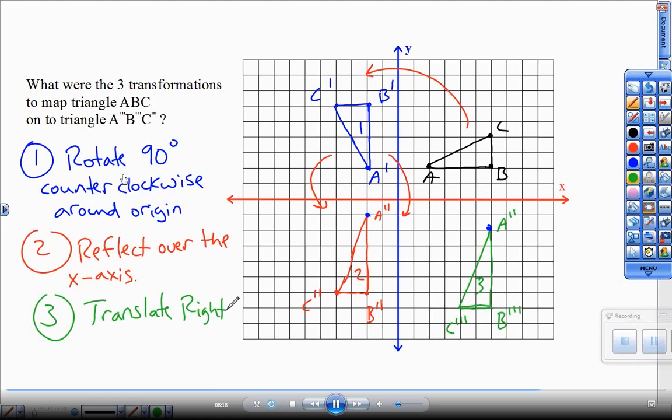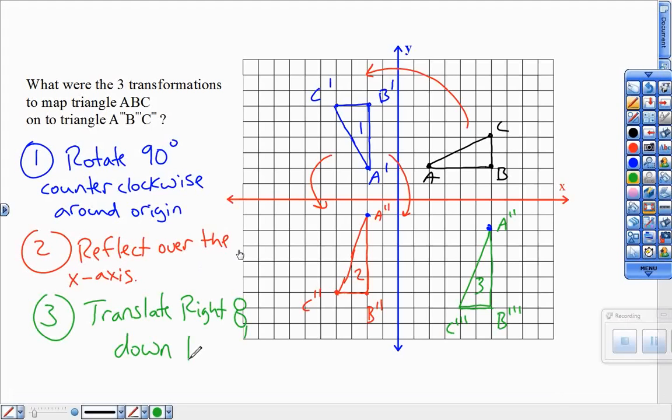Rotate 90 degrees counterclockwise. Reflect, and then tell me which line you're reflecting over. Translate, and then tell me which direction you're going. Don't say just flip. Don't say slide. You got to use these exact words. Rotate, reflect, translate. And then the last one. The fourth word is blue.